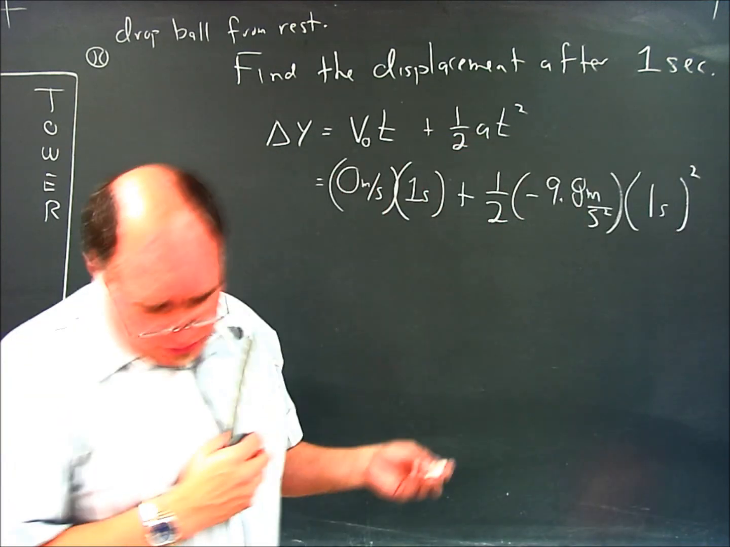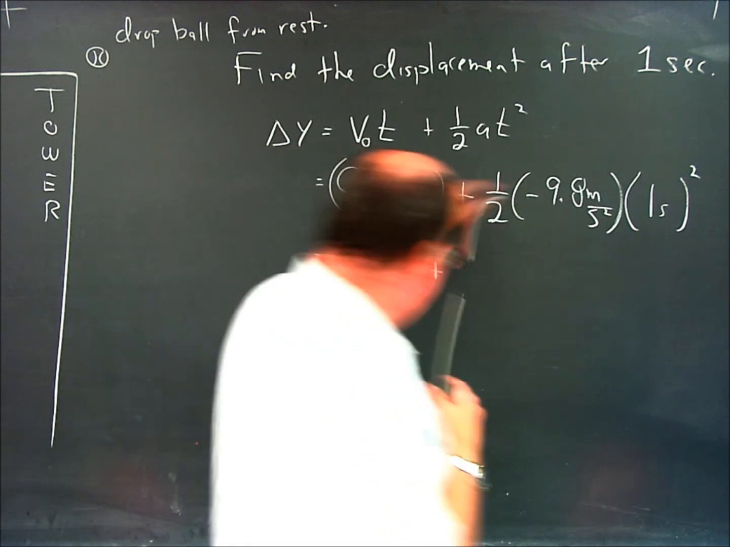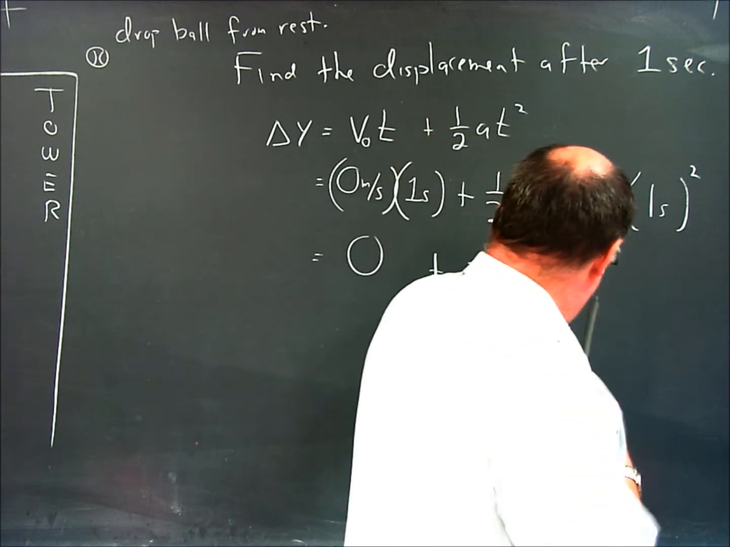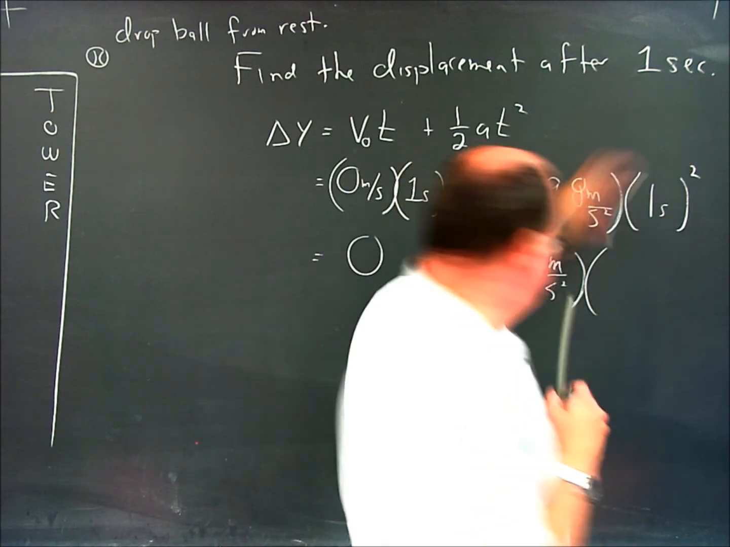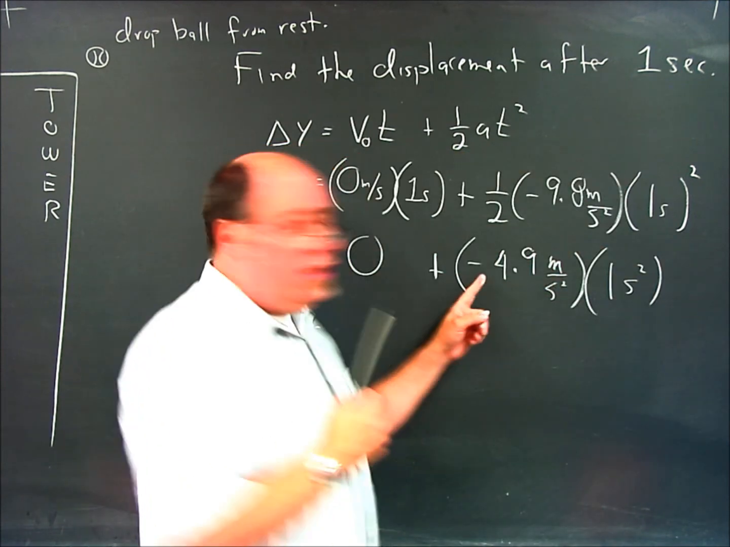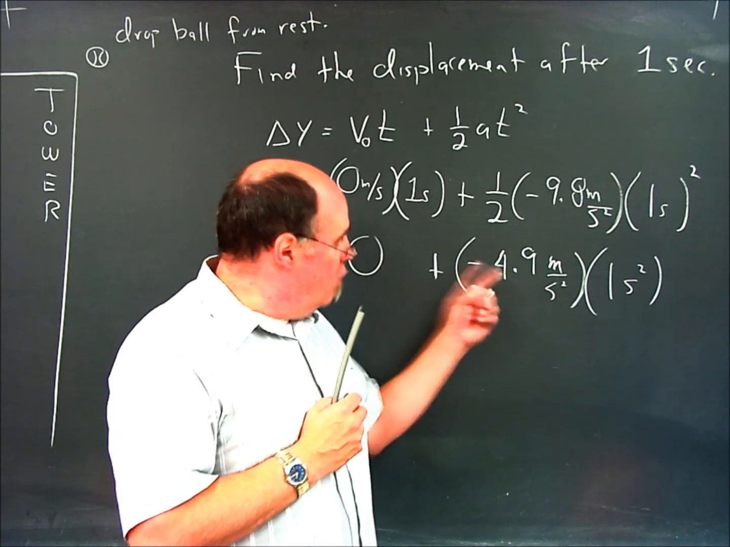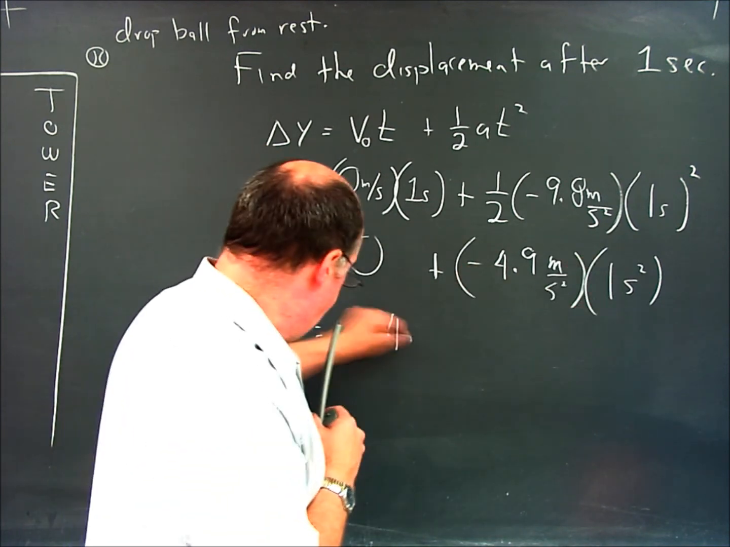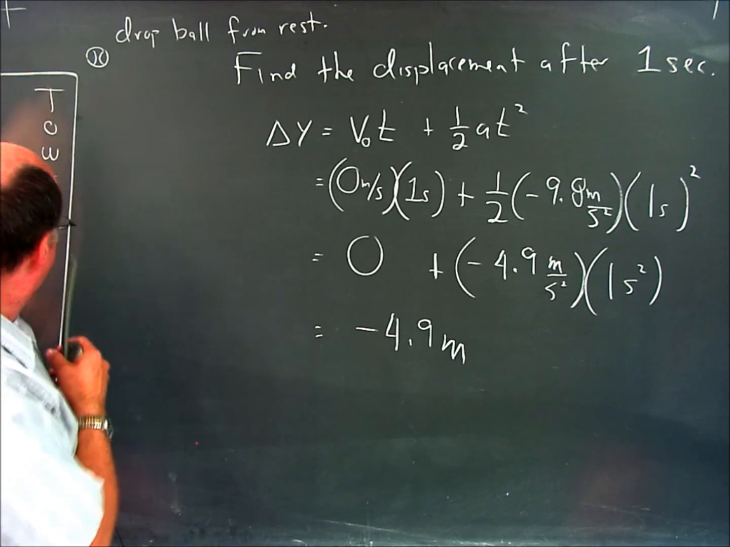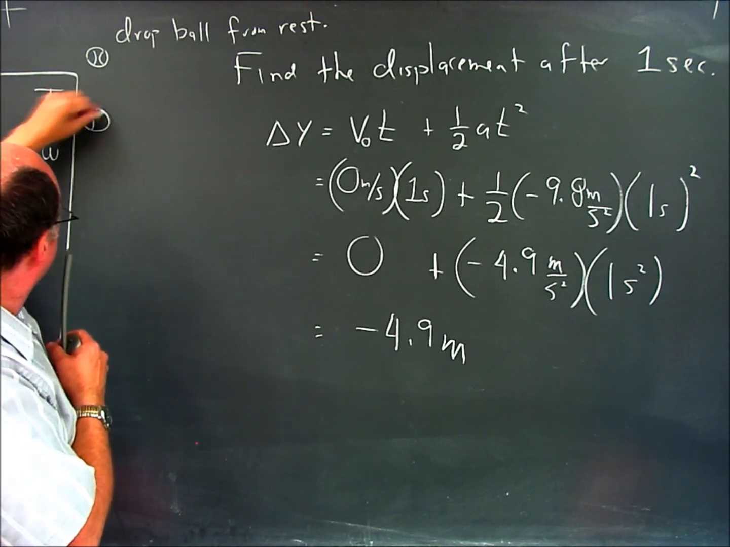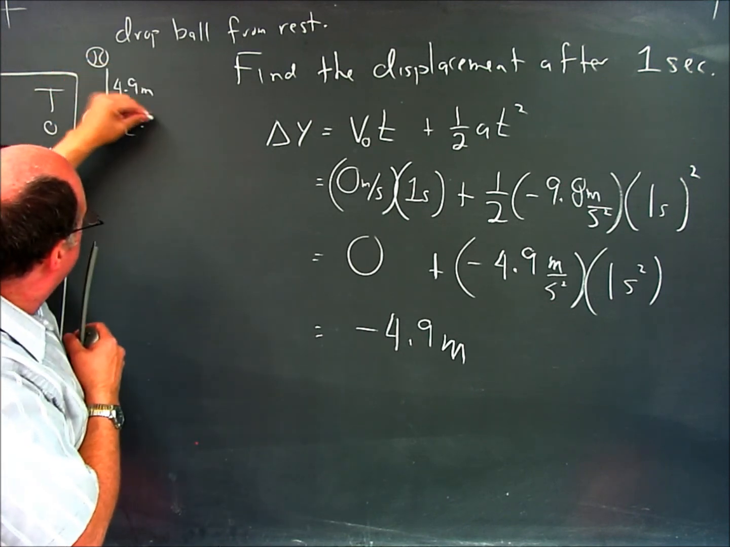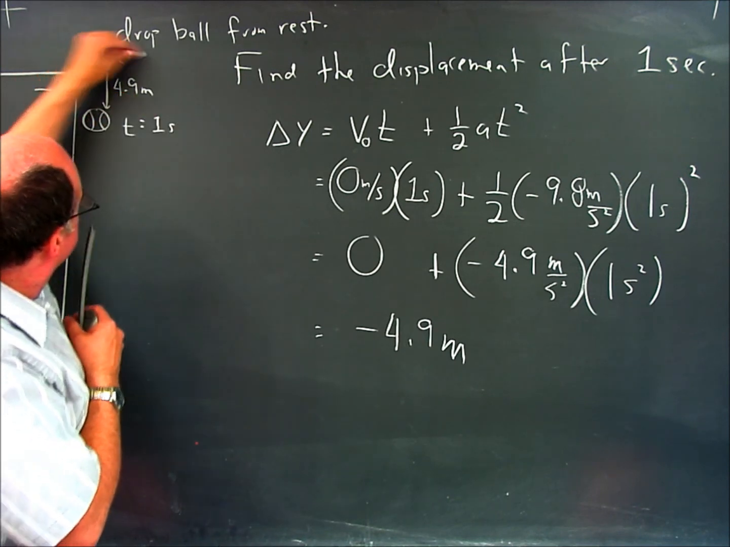So when I plug in these numbers, this is 0, this is negative 4.9, and when you square these values, the number becomes 1, and the unit becomes second squared. And as you can see what happens here, negative 4.9 times 1 is negative 4.9. So this ball has fallen a distance of 4.9. So I'll just put a little mark here. So it's dropped down a distance of 4.9 meters, and that's where it would be at a time of 1 second. This would be a time of 0 seconds.